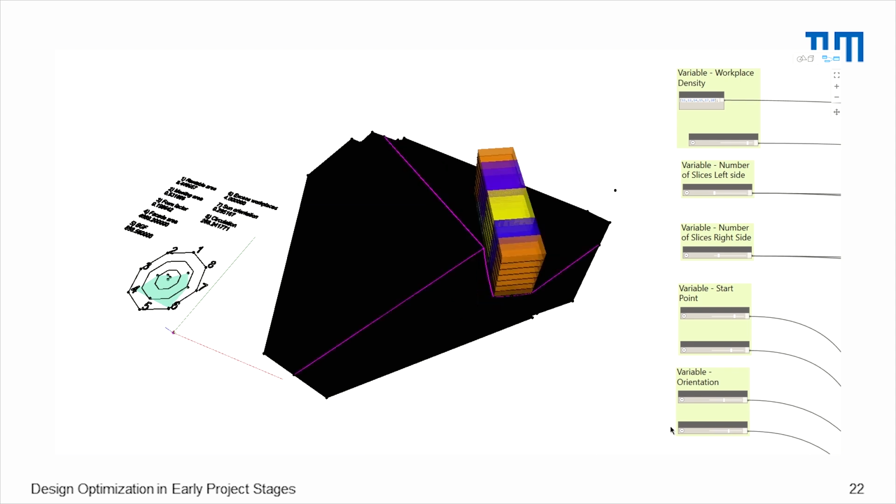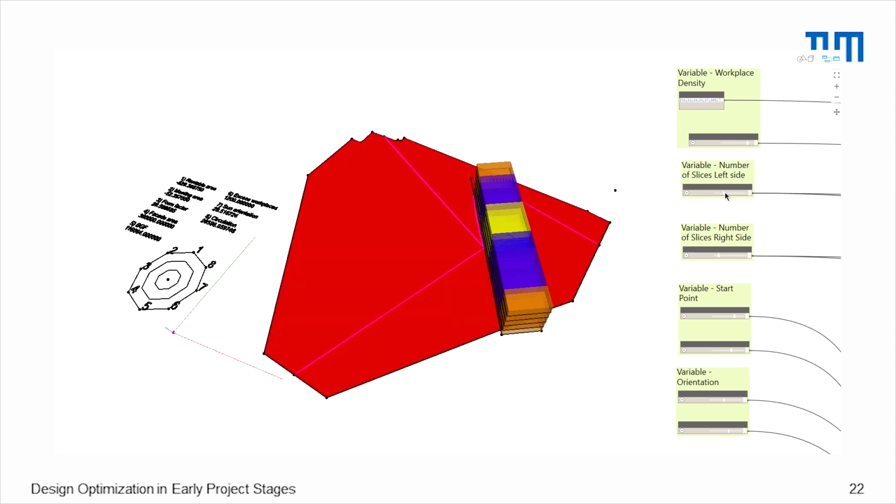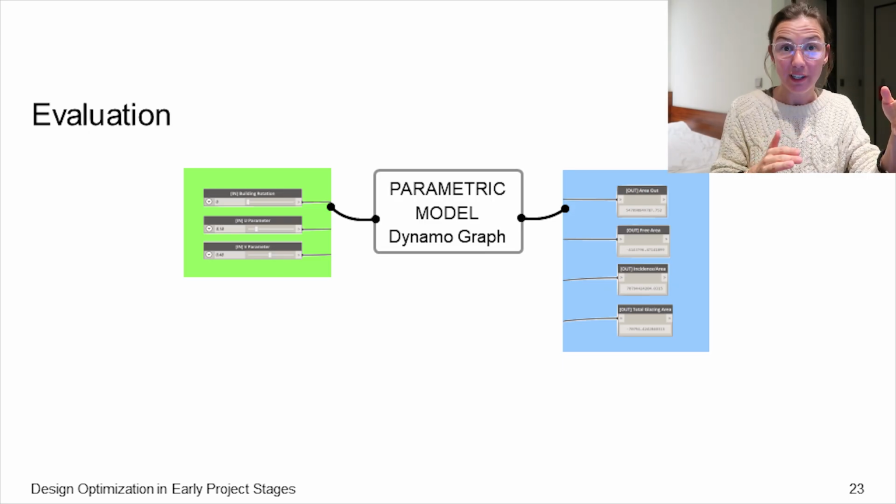And what we can also see is that whenever we change one of the variables, the scoring in the objectives of the design changes as well. So what I did here manually, Refinery does automatically in the optimization.